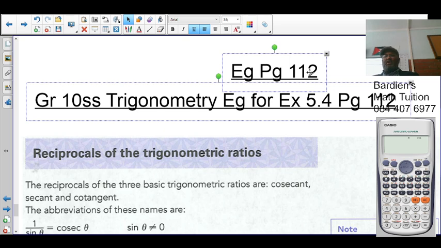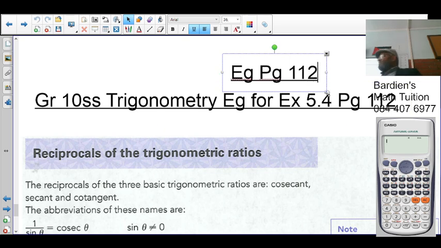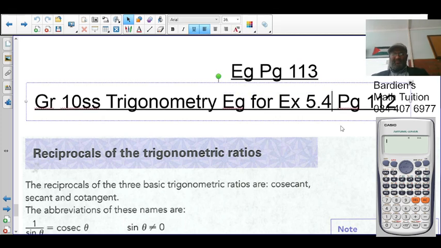So these are the examples on page... Check which page this is on? Sorry? One, 3. And it's for exercise 5.5 on page 114. Okay.